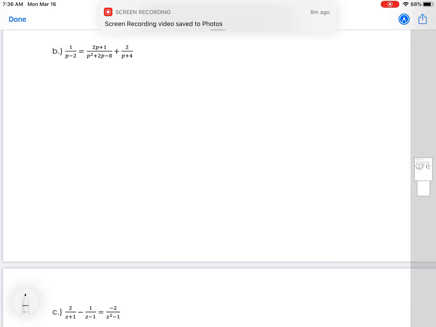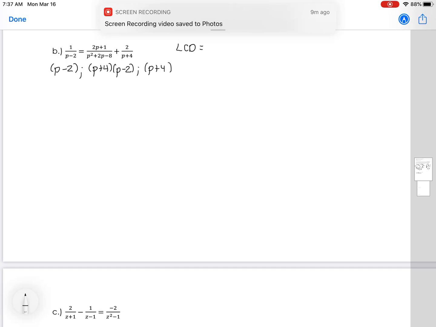All right, second example. This one's different just because process-wise it's the same, but we're going to focus on factoring here. So first denominator, factored. Second denominator, what multiplies to get -8 and adds to get +2? That's p plus 2, p minus 2. And then the last denominator is p plus 4. So those are your three denominators.